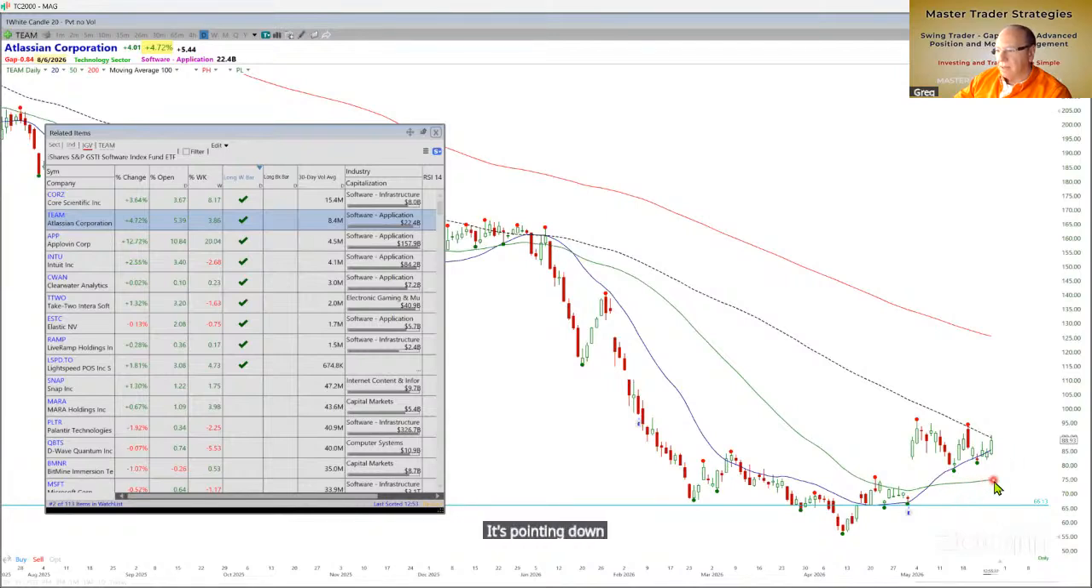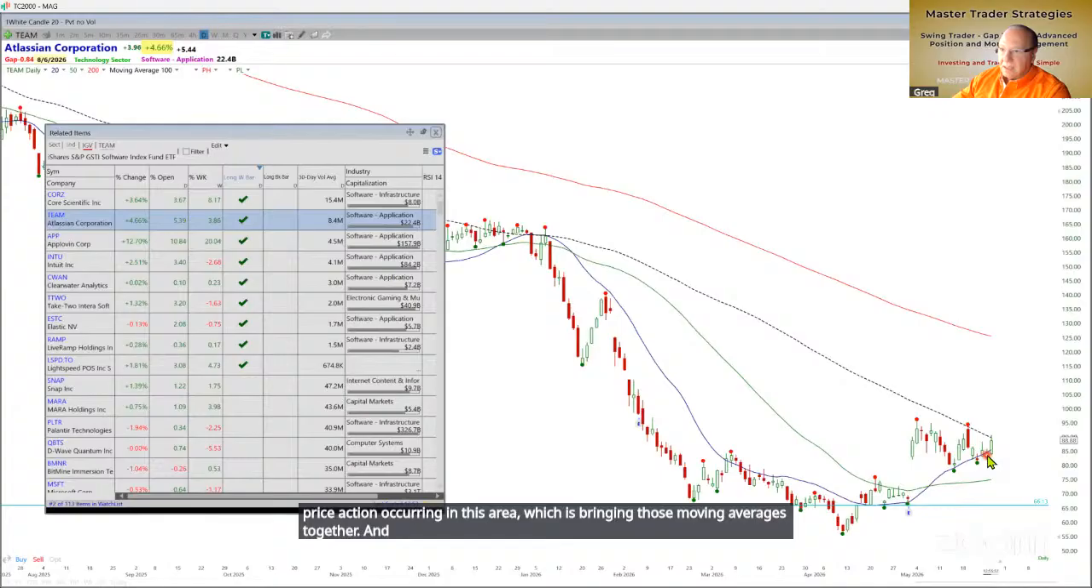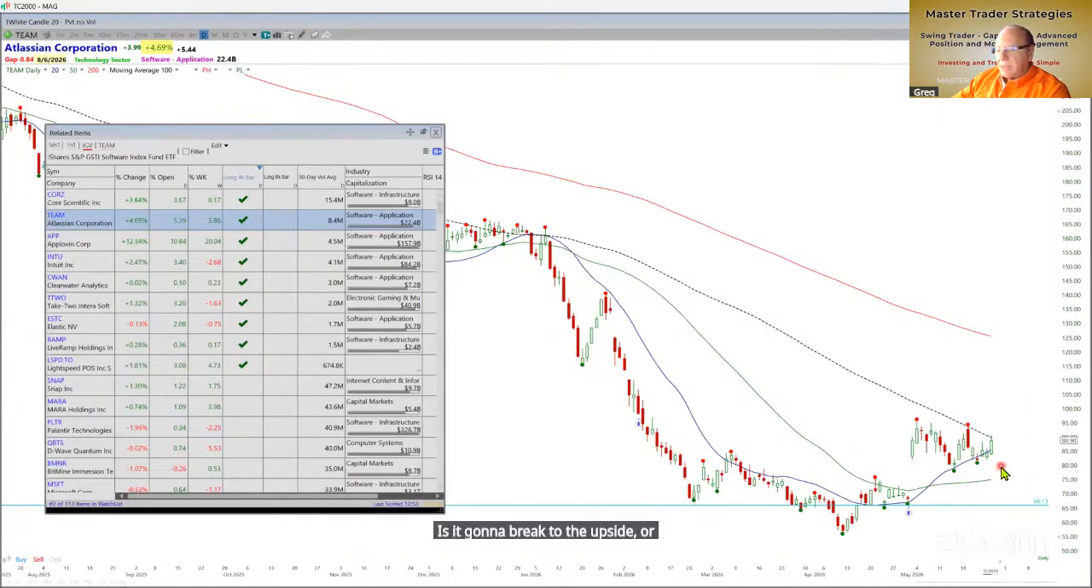And so here's the 50 and here's the 20. These are coming together. So it means that there's more price action occurring in this area, which is bringing those moving averages together. And the way we interpret that is we say, hey, it's getting tighter. I can see it's getting tighter. Is it going to break to the upside or is it going to whip to the downside? We don't know yet. But if it whips to the downside and this is bottoming, it should come right back up again.